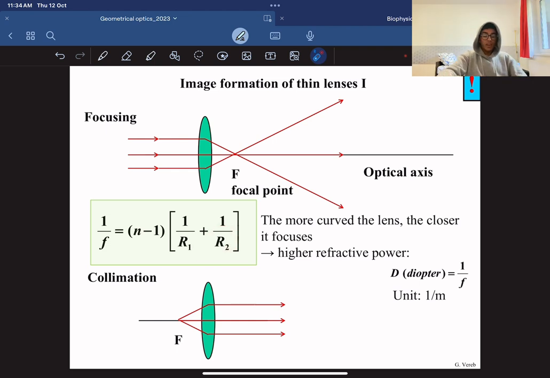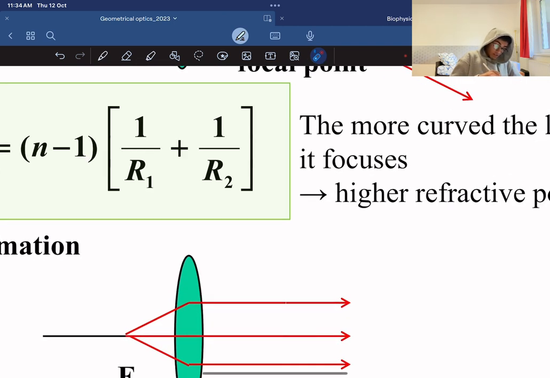That's the formula. Now, focusing refers to the action where parallel rays pass through the lens and then focus at a single point. Collimation is just the opposite of that. Rays of light come from a single point, that is the focus, and then they travel parallel to each other afterwards, after refraction.